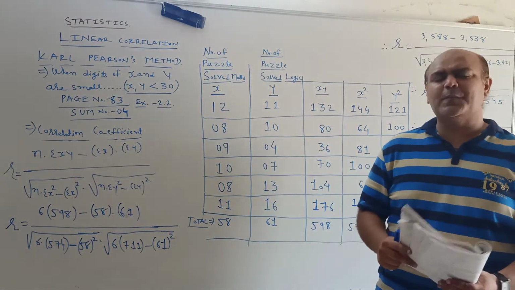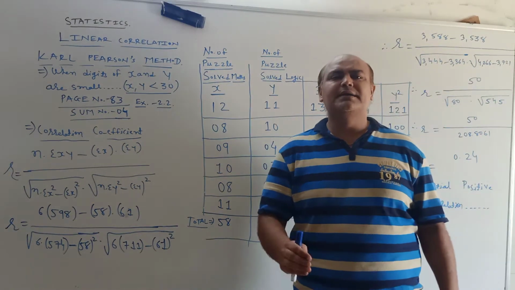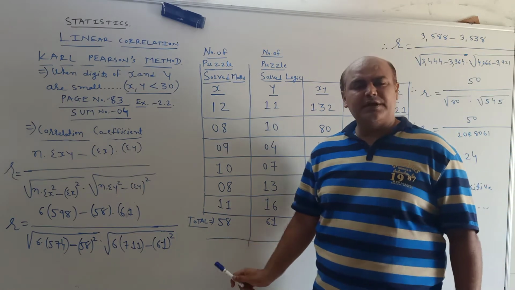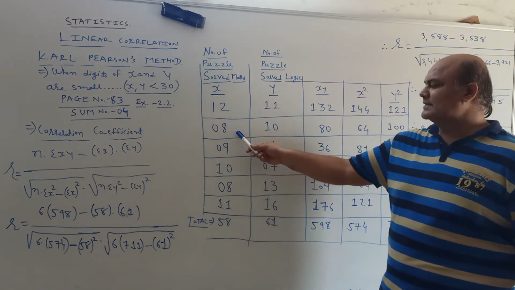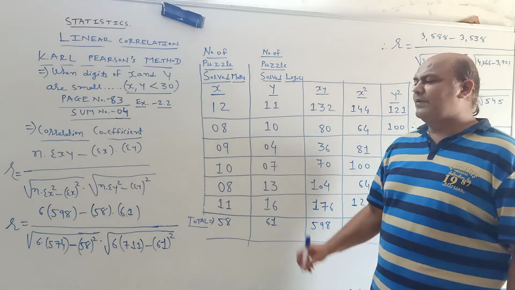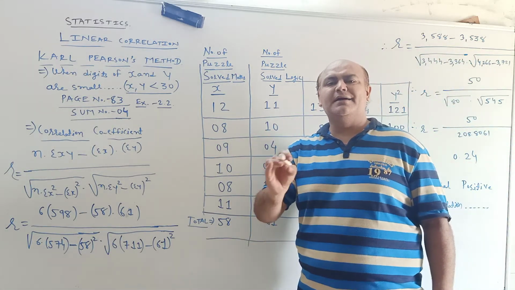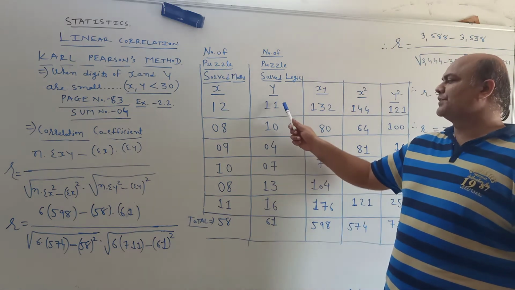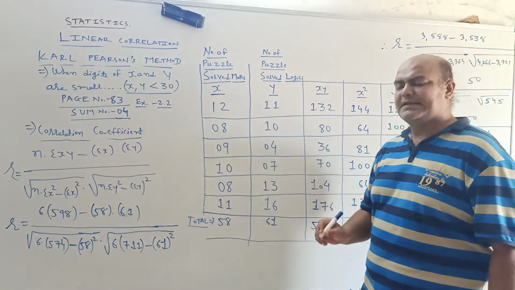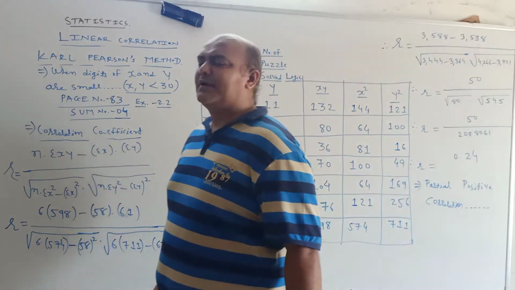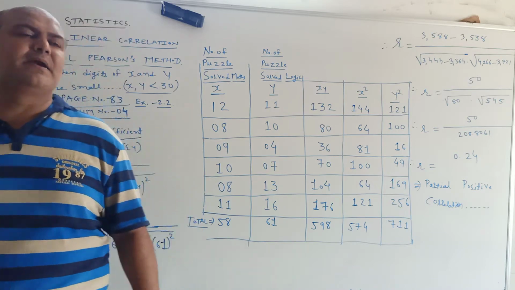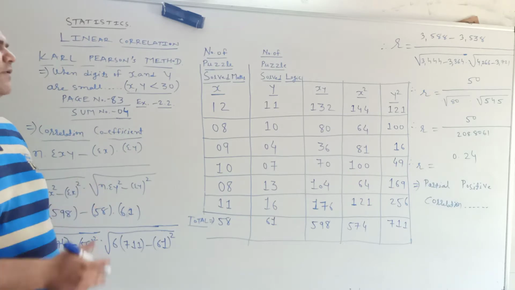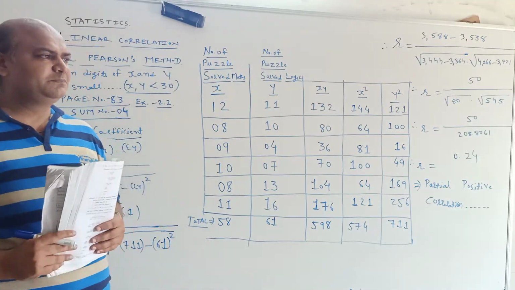If there is no implication of it, but if we want to, we can find x bar. The formula for x bar is sigma x upon n. Here sigma x is 58 upon n, which is 6. Y bar, the formula is sigma y upon n. Sigma y is 61 upon n, the number of observations, that is 6. So we can find x bar and y bar, but there is no implication of it here.